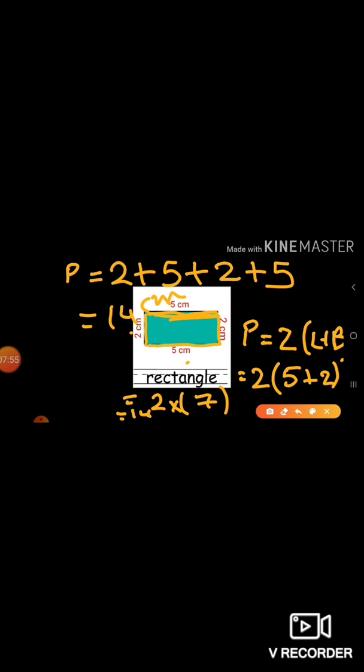So see here, the perimeter is equal to 2 into (L plus B), that means length plus breadth. You put the 2 as it is. Length value is how much here? 5 centimeter, and the breadth value is 2 centimeter. So 5 plus 2 you put within the bracket. You keep the 2 outside, then 5 plus 2 first, do this operation.